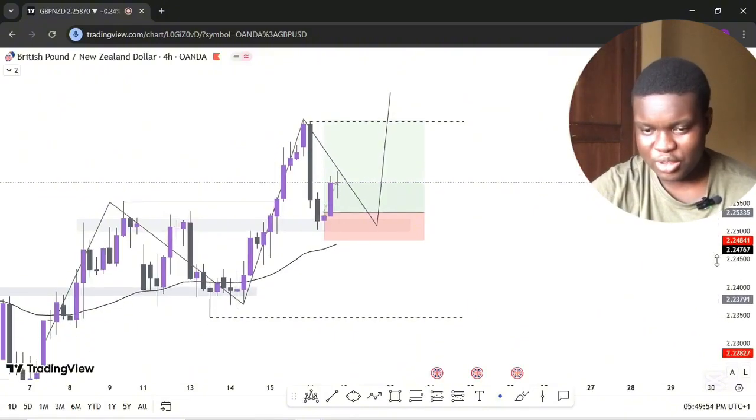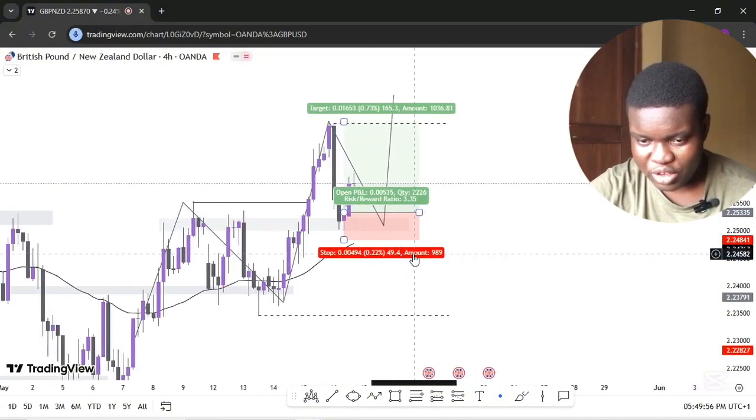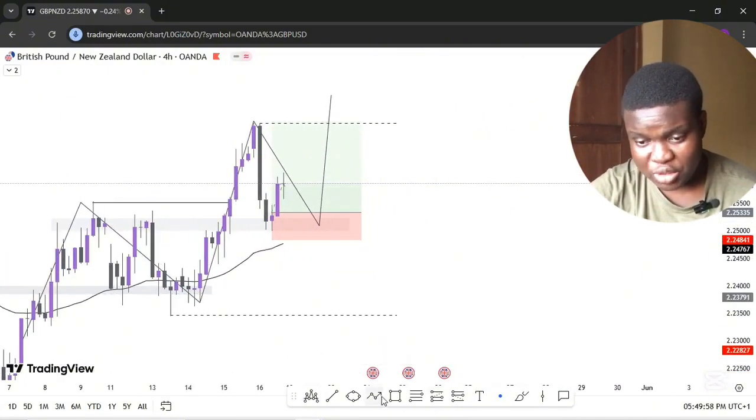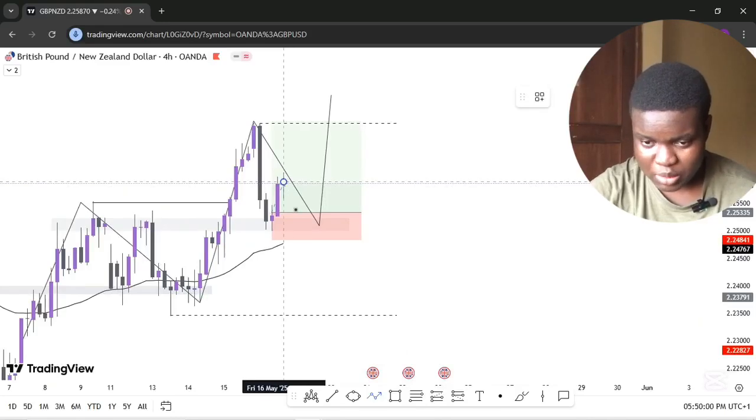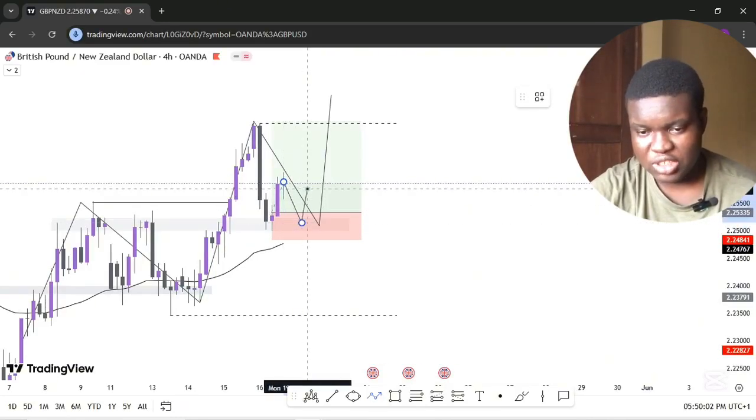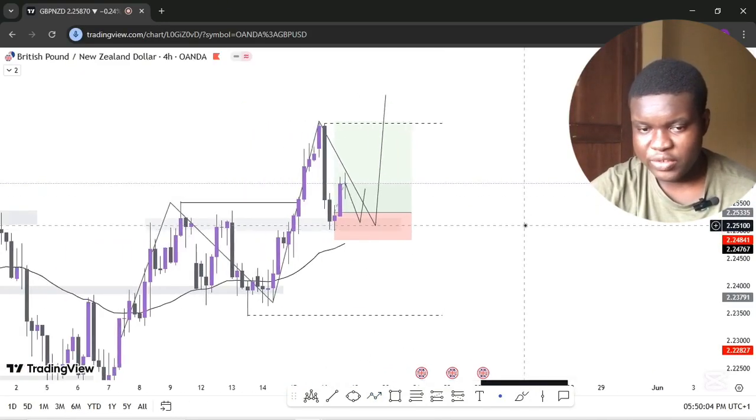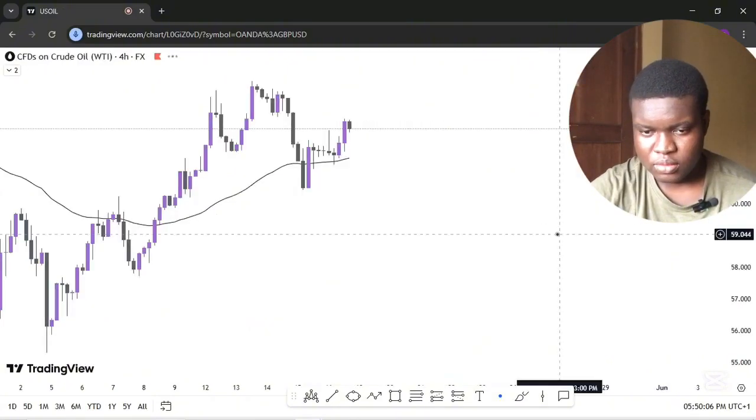I didn't see it, to be honest. So what I'm looking forward to, if the trade goes without us, no wahala. But if it comes back here and gives me an entry signal, I'll take it. So that's what I'm waiting for in GBP NZD.